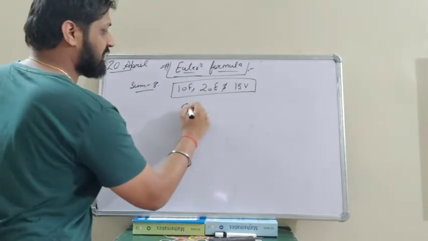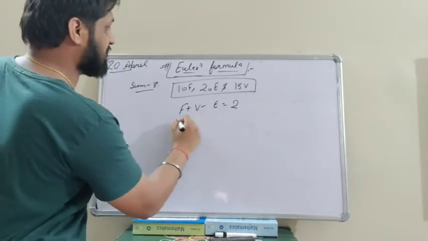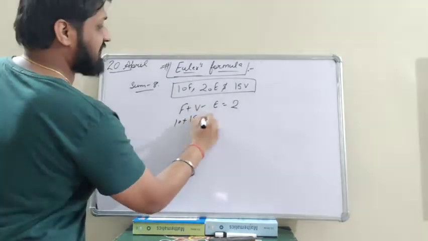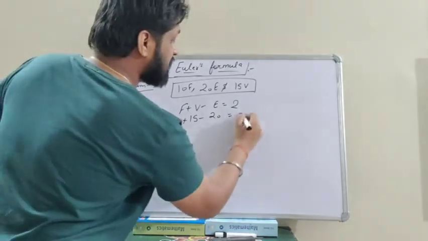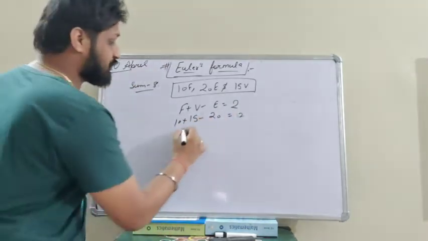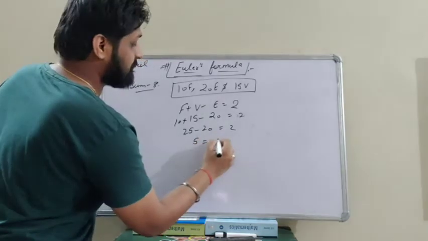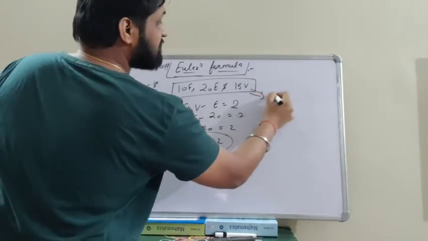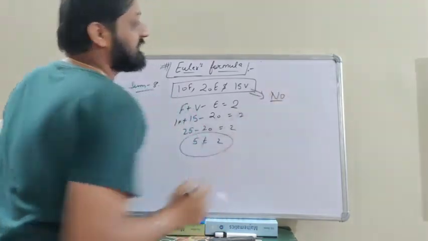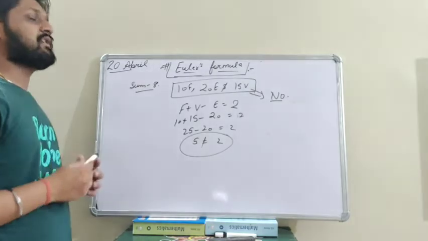So what is the formula? F plus V minus E gives you the result 2. Now what are the faces? 10, vertices 15, edges 20. That should give the result equal to 2. Now 10 plus 15, that is 25. 25 minus 20, that is 5, that will not be equal to 2. So the answer is no. It cannot be a polyhedron of 10 faces, 20 edges and 15 vertices.